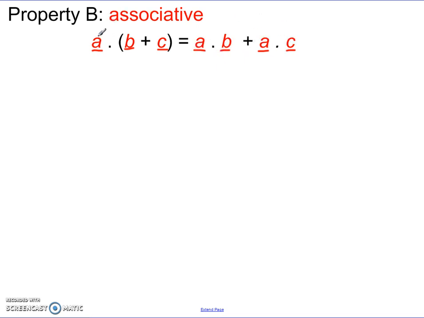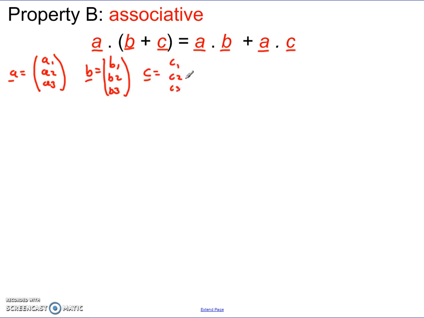So I can take the scalar product of the thing outside the bracket with each element in the bracket and then add the answers to these. And again, it's a fairly straightforward one to prove. Imagine I've got my three vectors, so A I'm going to take as A1, A2 and A3. The vector B I'm going to take as B1, B2 and B3. And the vector C I'm going to take as C1, C2 and C3. So I've got three generic vectors there.